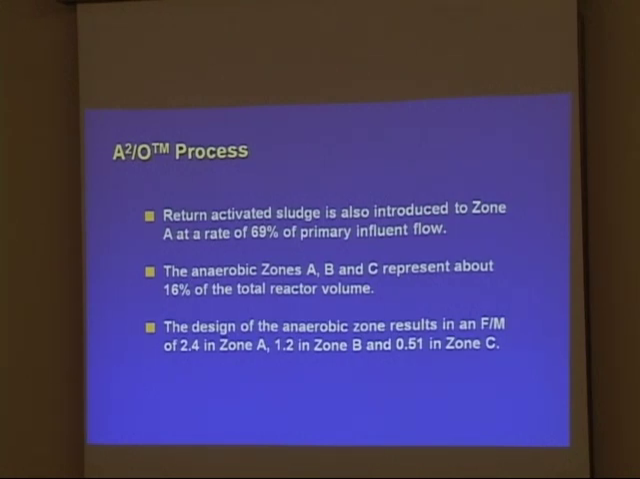In the A squared O process, return activated sludge is also introduced into zone A at a rate of about 6.5% of primary influent flow. A, B, and C represent only about 16% of the total reactor volume. They're pretty small. The design of the anaerobic zone results in a food to microorganism ratio of 2.4 in zone A, 1.2 in zone B, and 0.51 in zone C. This is why you have small selector cells, to control the food to microorganism ratio. So you're making small boxes for your F/M ratio. Obviously, as you progress from A to B to C, the food diminishes because it's being consumed rapidly.